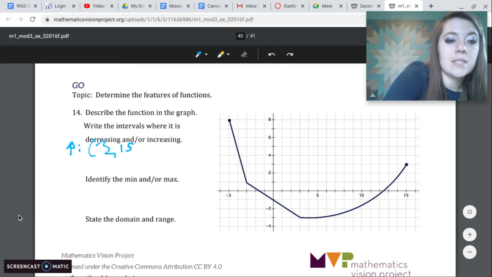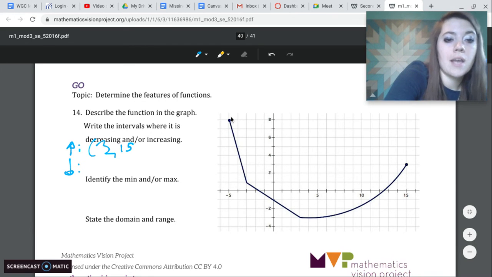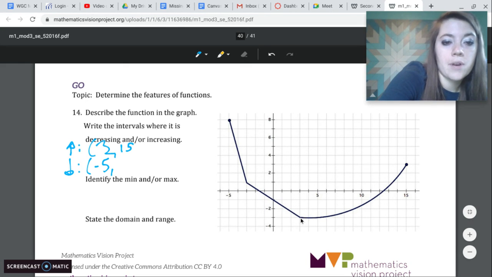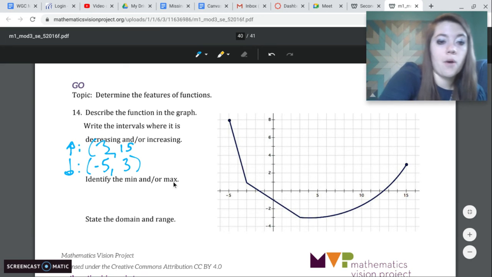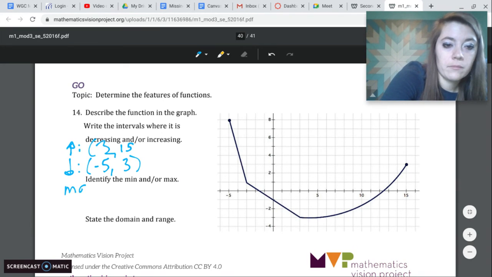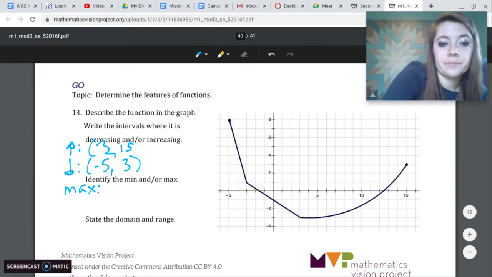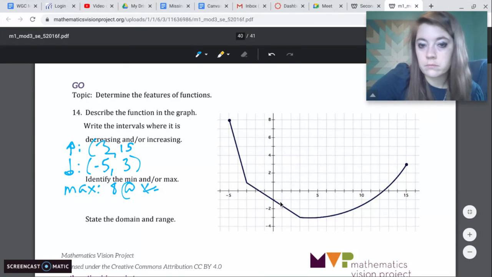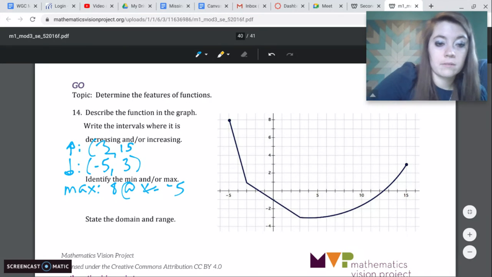Now, for the decreasing, so where it's going down, well, that's where we started. It starts at -5, and it decreases all the way to 3. Now, the maximum and minimum. So the maximum, highest point it ever reaches, would be up here at 8. And that's at x equals -5. And that is an x there. I know it looks weird.